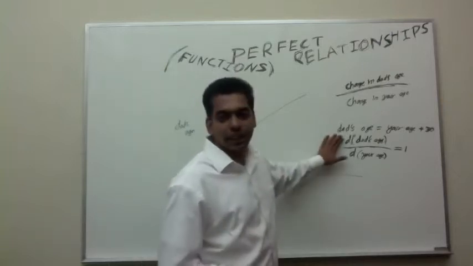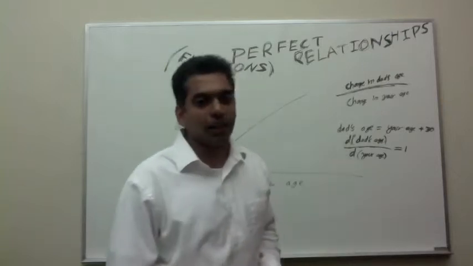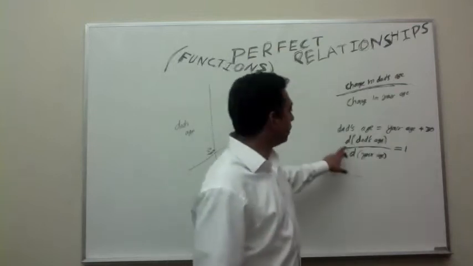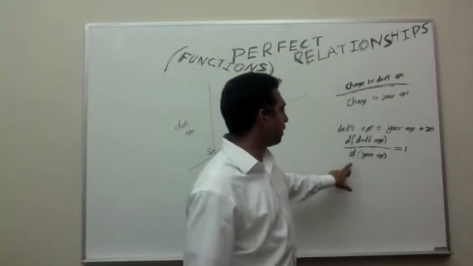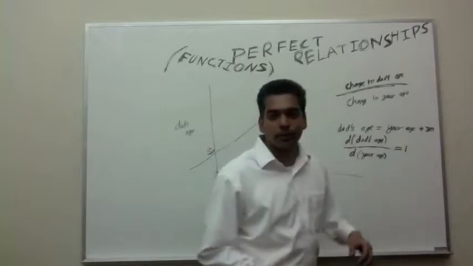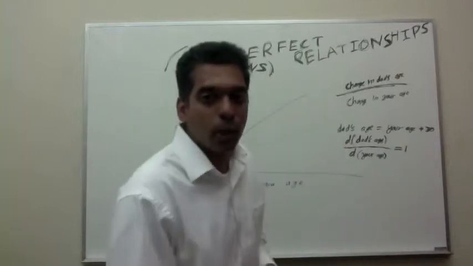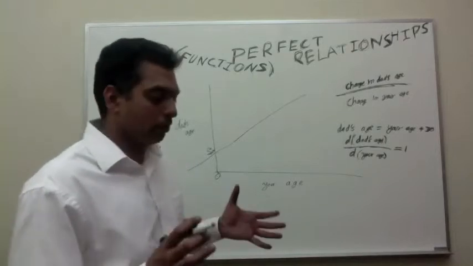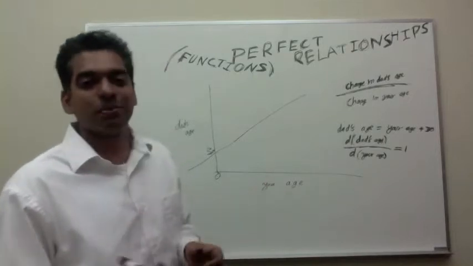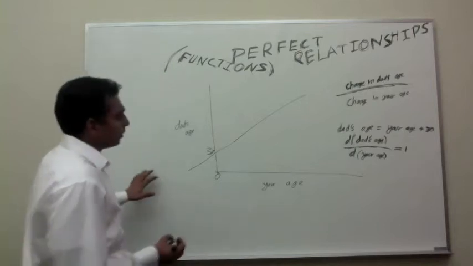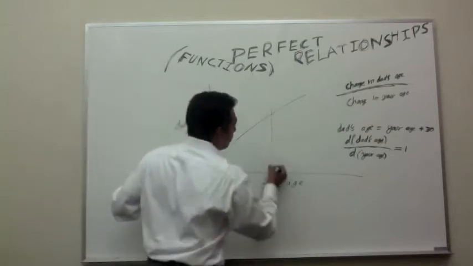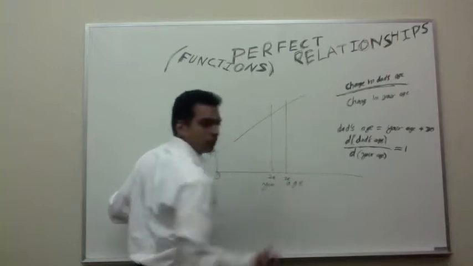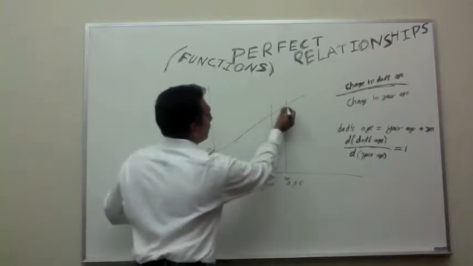Now, anyone who has taken calculus can do it in a minute. Dad's age equals your age plus 30. D of dad's age divided by D of your age is equal to 1. Everyone knows that in calculus. But I wanted to make it very explicit, very pictorial. Now, let's say when you age from 25 to 35, how much does your dad age?